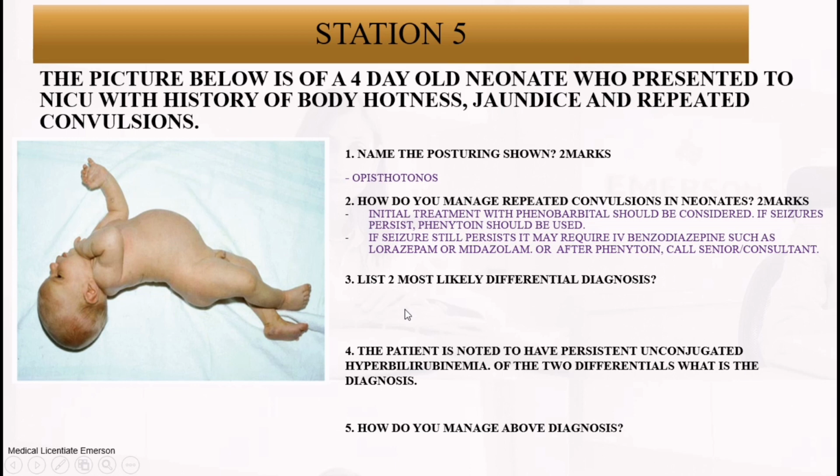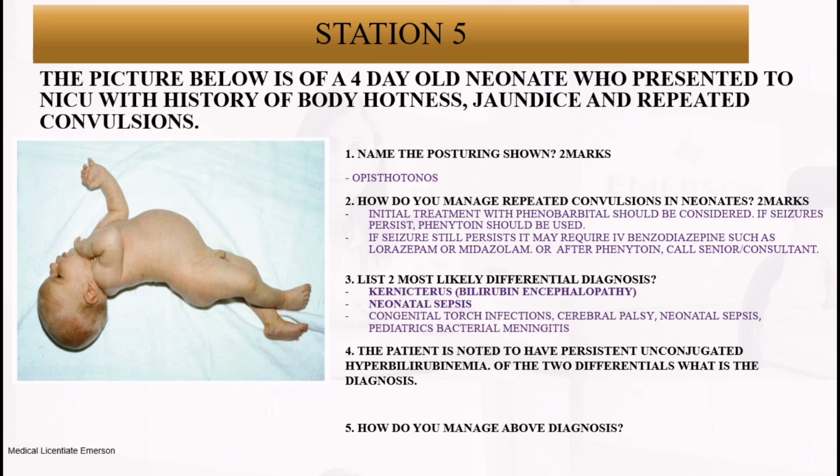Move on to question 3, which is asking for the 2 most likely differential diagnoses. The first two are the most likely, then these are some of the things you should take note of. We have kernicterus, which is bilirubin encephalopathy. We also have neonatal sepsis, or you can put pediatric bacterial meningitis if you want. Then of course we have congenital TORCH infections, cerebral palsy, neonatal sepsis again. You can just put it here.